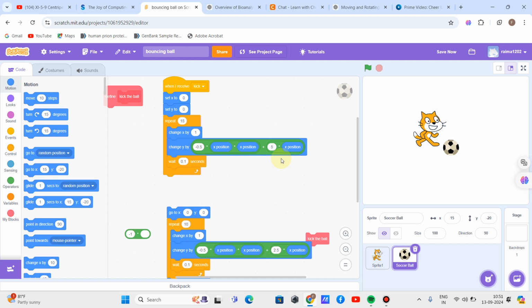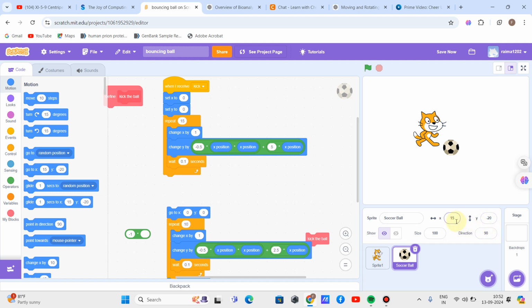So when this x is positive, then only this y value output of this function is going to be positive, and otherwise it's going downwards, negative, and will only reach the ground.